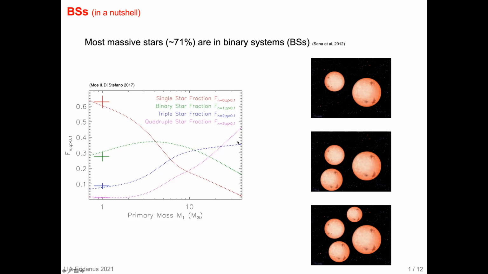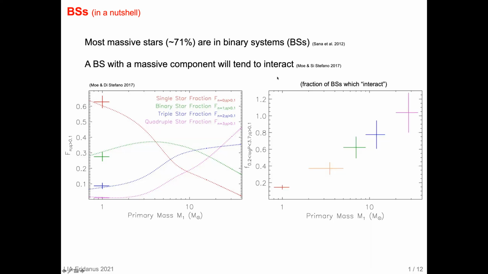So many, if not most, stars are born in binary systems or more, especially massive stars, those above 5 solar masses. We think that more than 70% of massive stars are born in binary, triple, or quadruple systems. So binary evolution is really, really important.